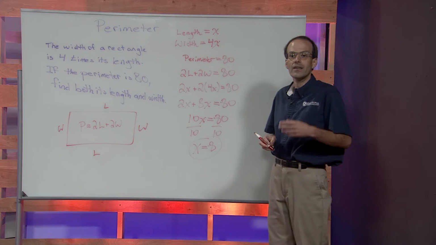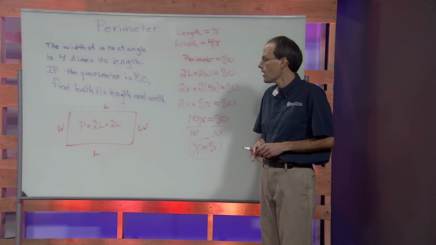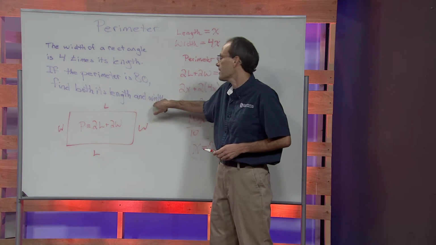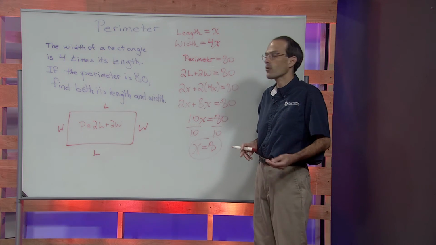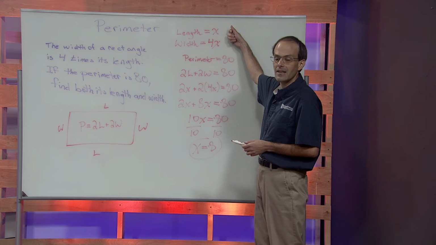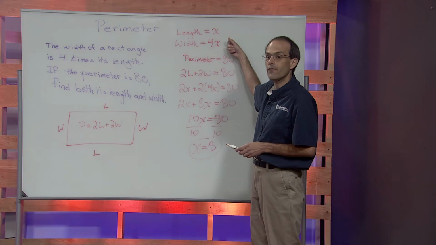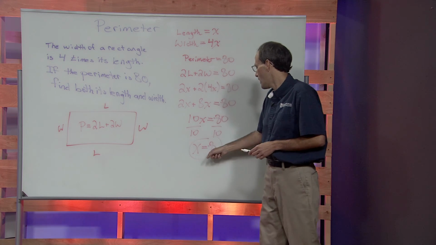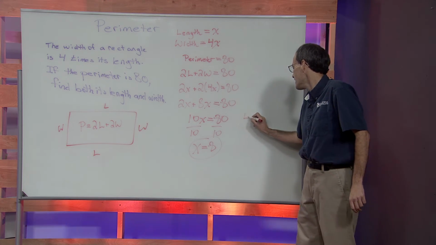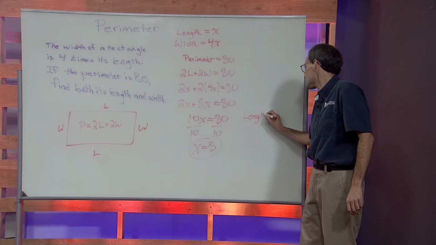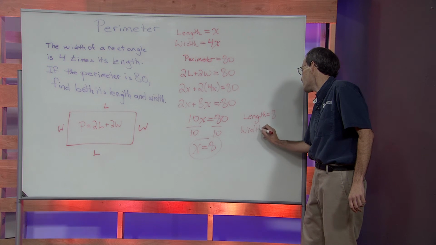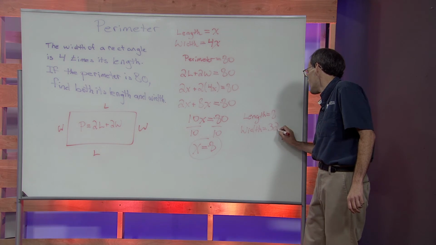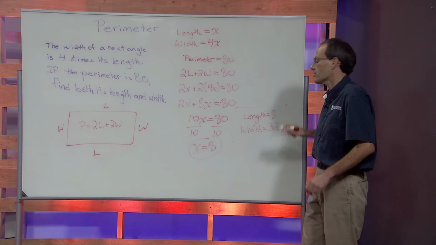Keep in mind, though, that this is not the end of the problem. We're asked to find both its length and its width. What we found is x. We go back to our labeling. We were told that the length is x and the width is 4 times x. So now we know that the length is 8 and the width is 4 times this quantity, 32. And those are the dimensions of our rectangle.